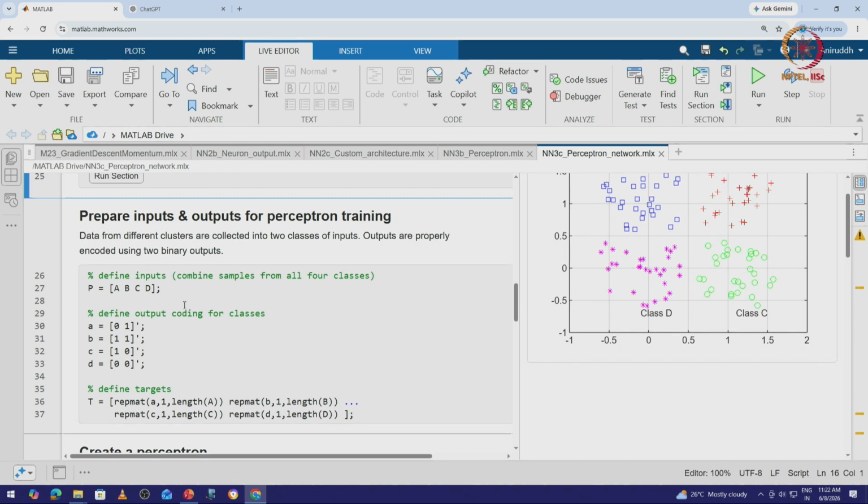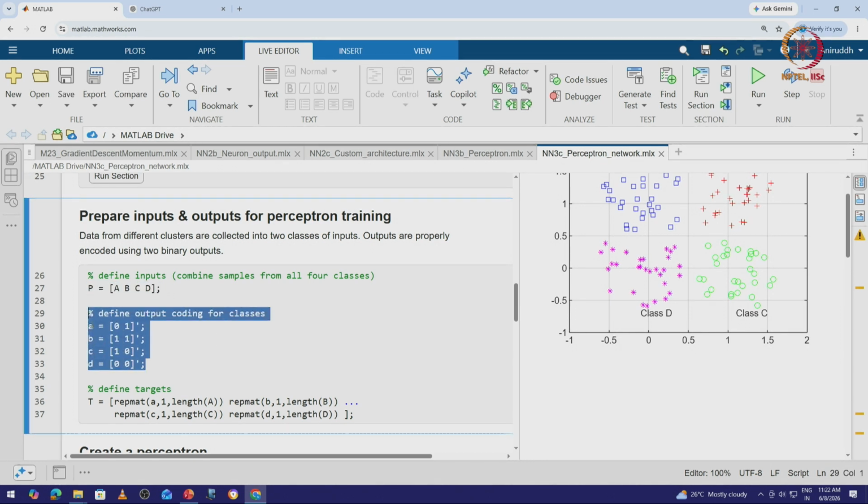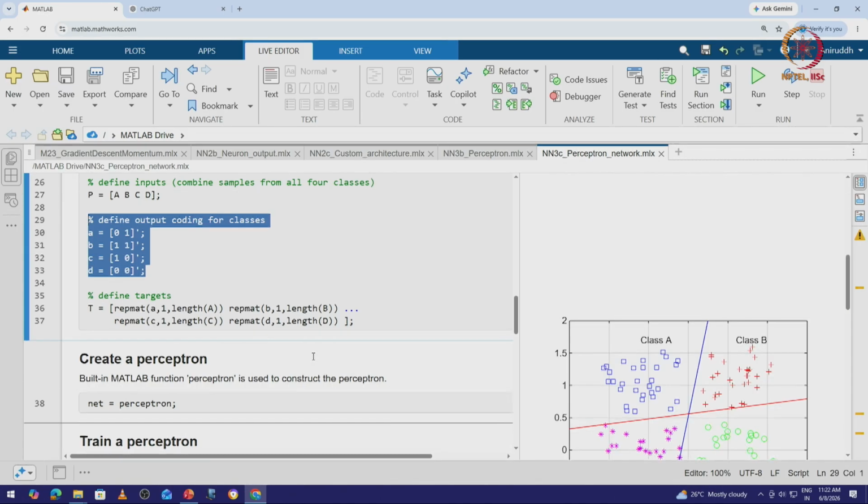Now similar to all of these input data, we have their corresponding outputs defined. So A is given the encoding 01, B is given the encoding 11, C is given the encoding 10, and D is given the encoding 00.